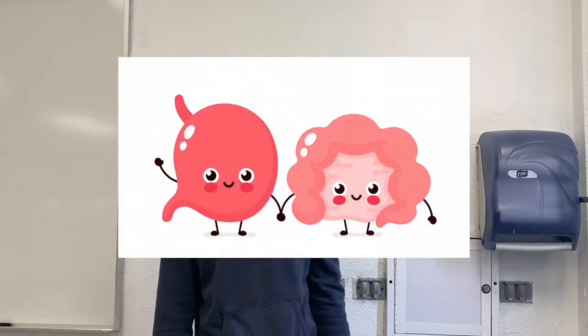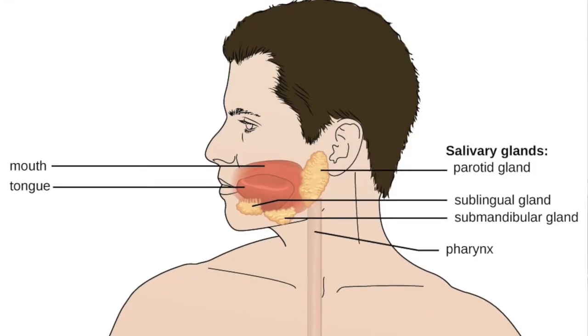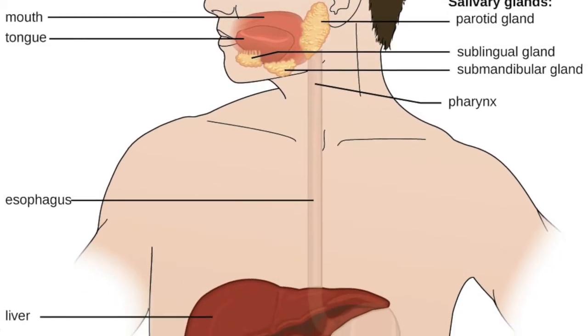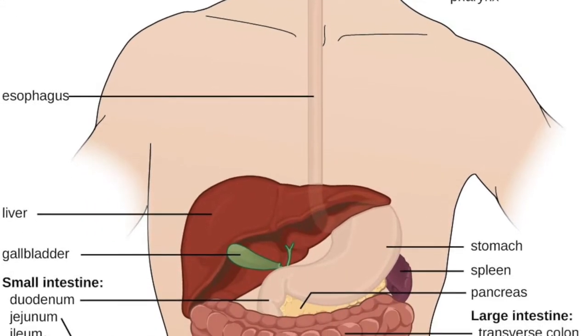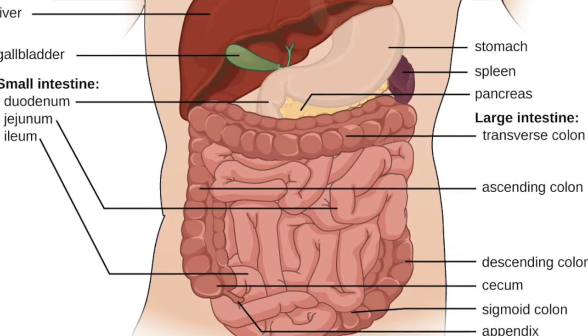The digestive system is the system in the body that is in charge of breaking down food into smaller components so it can be adapted and absorbed by the body. The organs in the digestive system include the mouth, esophagus, stomach, large intestine, small intestine, liver, pancreas, and gallbladder.